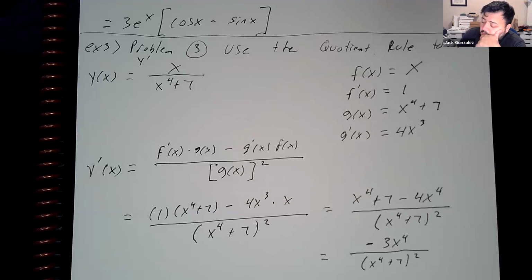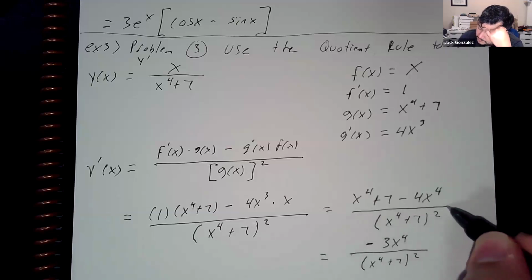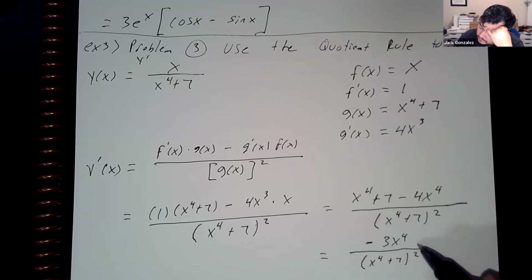Any questions on the quotient rule? Just gonna write this down real quick. I have a question. So where is the plus 7? Oh yeah, I forgot it, huh? Okay. You're right.